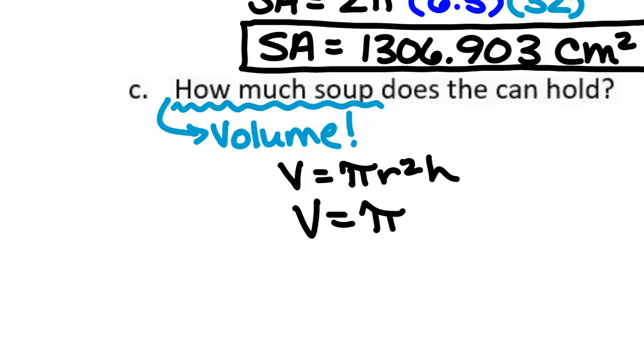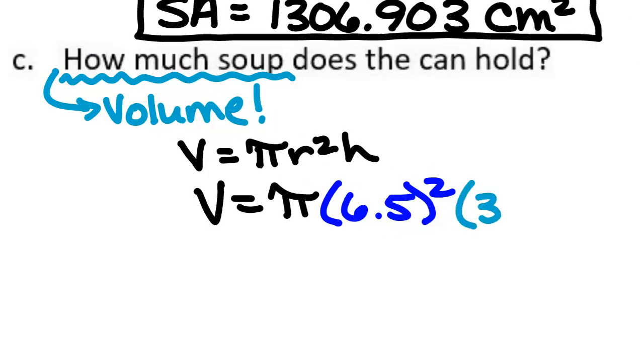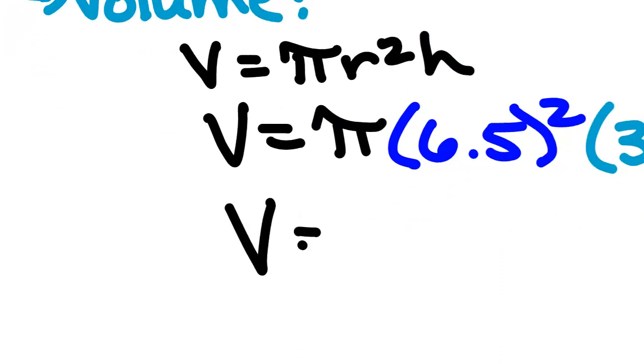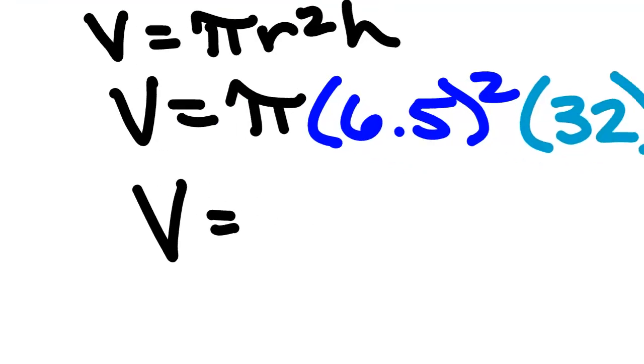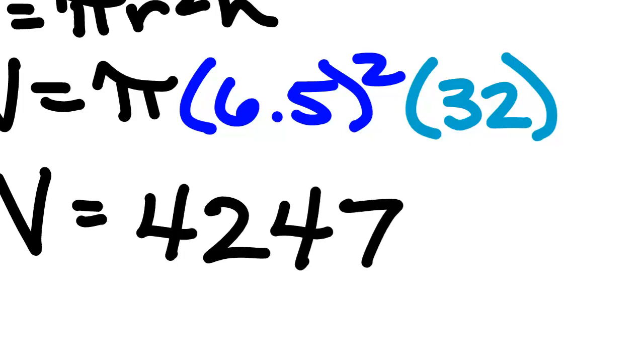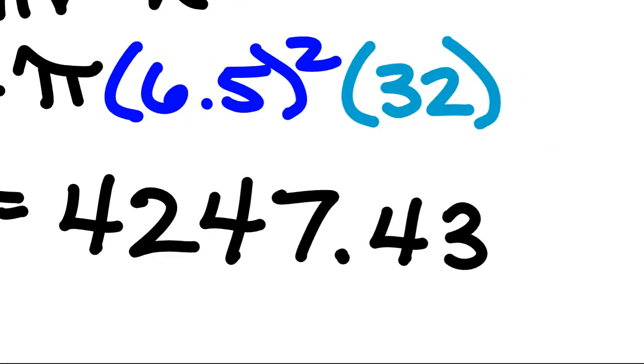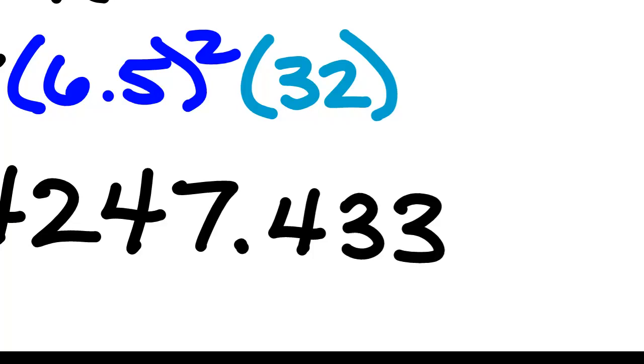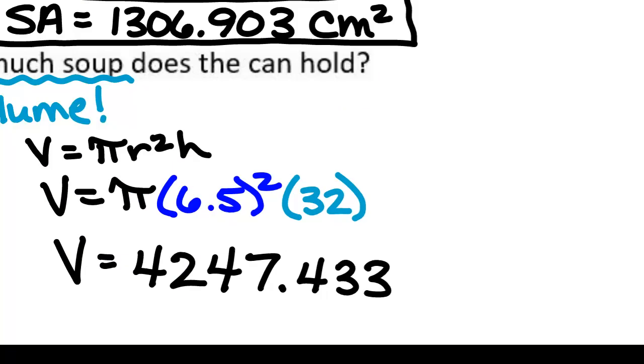So volume equals pi times 6.5 squared times our height of 32. And we get a total volume of soup of how much? 4247.43. What comes after our 3? Another 3. Perfect. 4247.433. What kind of units?